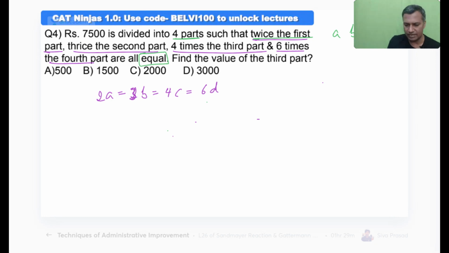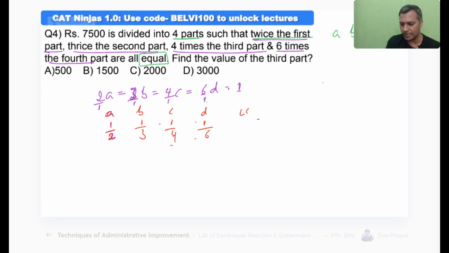They are all equal. Therefore, how does the value of a look like? 1 by 2. Why? Because this is 2 by 1, this is 3 by 1, this is 4 by 1, this is 6 by 1. They're all equal to 1. Therefore, what should I be doing? I should be writing it in reverse to start with. Therefore, the value of A looks like 1 by 2, because 2 into 1 by 2 will be equal to 1. B would be 1 by 3. C would be 1 by 4. D would be 1 by 6.